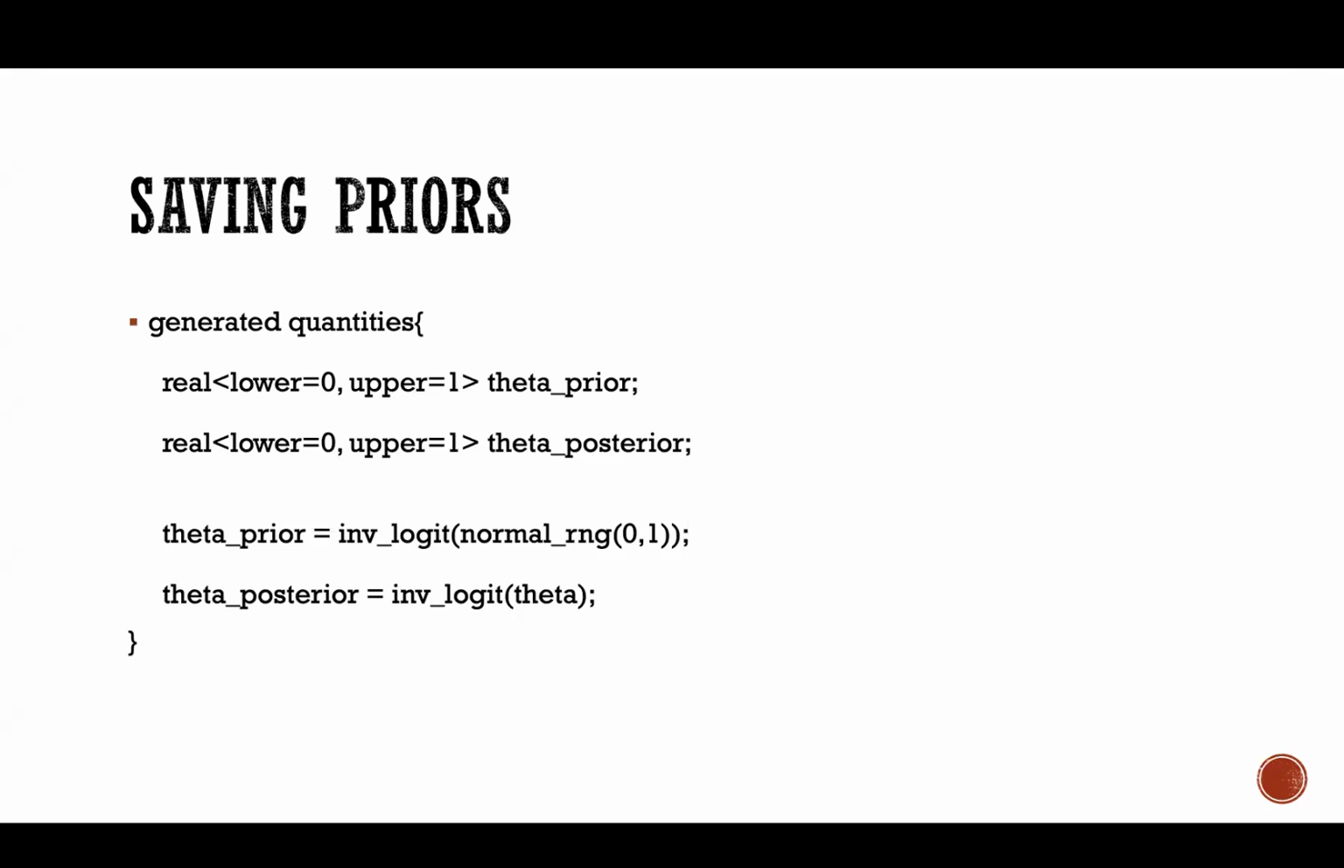So here I'm adding to something that we had before. In the generated quantities, I say that there's a real theta prior bound between 0 and 1, and a real theta posterior bound between 0 and 1. Then we say that the theta prior is the inverse logit of sampling from the normal distribution with a mean of 0 and a standard deviation of 1 or 1.5, as I ended up changing it this year. And the theta posterior is the theta p that we were seeing before. It's simply taking the theta in the log odds and transforming it.